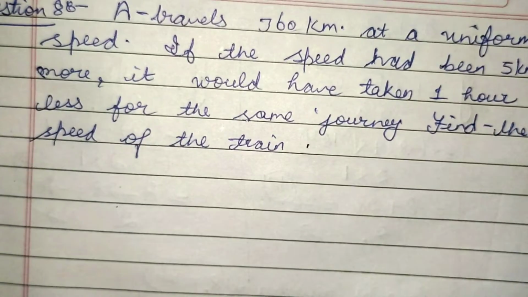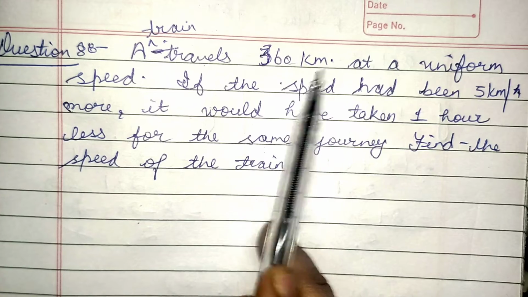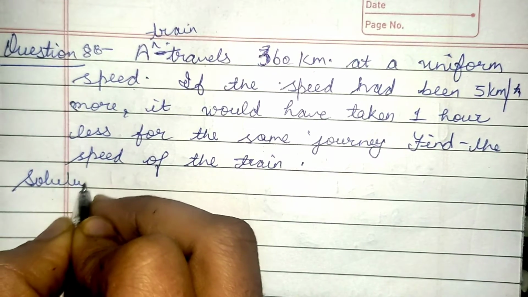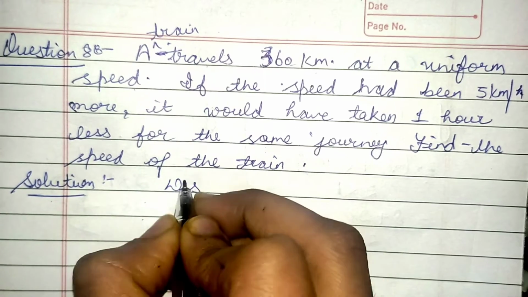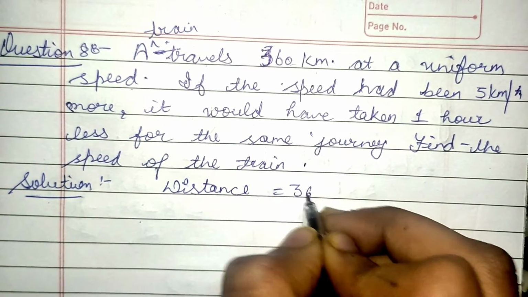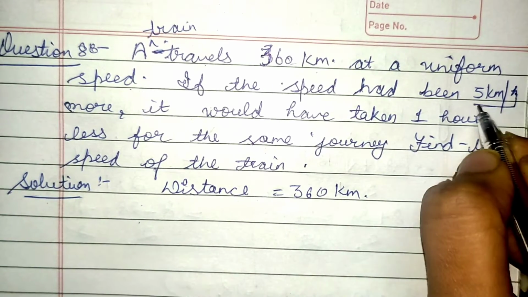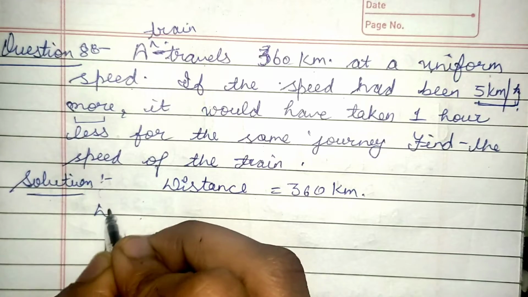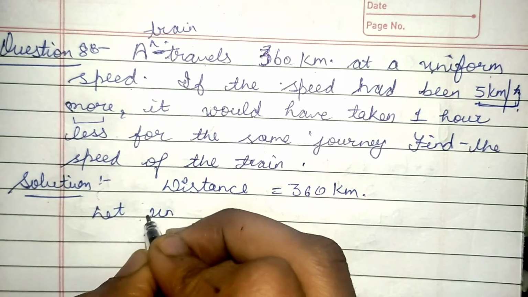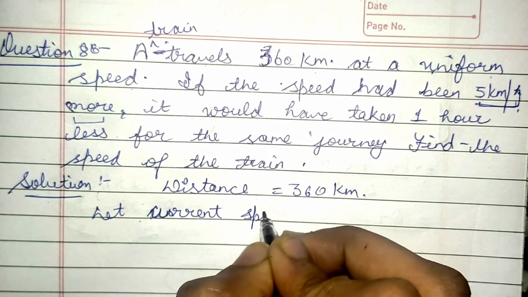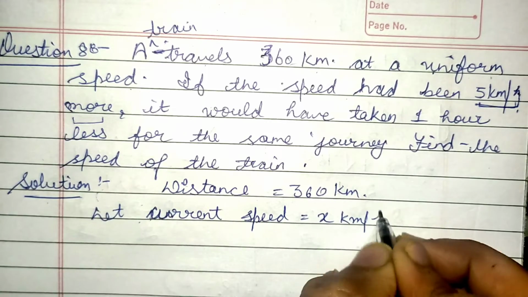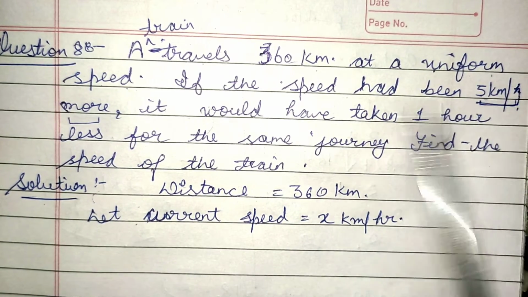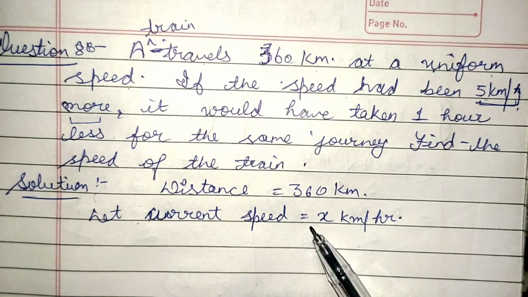Question number 8 says: a train travels 360 km at a uniform speed. So distance is given to you. Distance is 360 km. If the speed had been 5 km more, so we do not know my current or uniform speed. So let us assume that my current speed is x kilometer per hour, right? Because some relation is given to me that the speed is 5 km more than the current speed. So I have imagined my current speed.